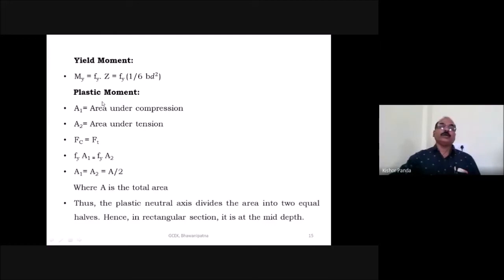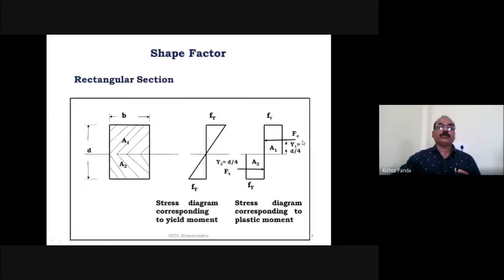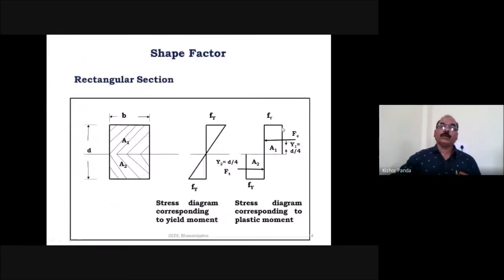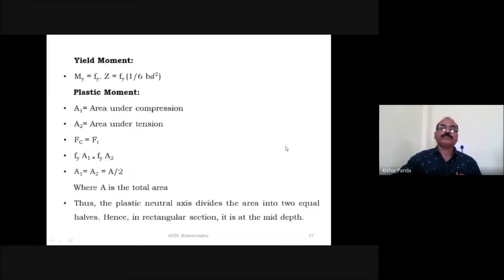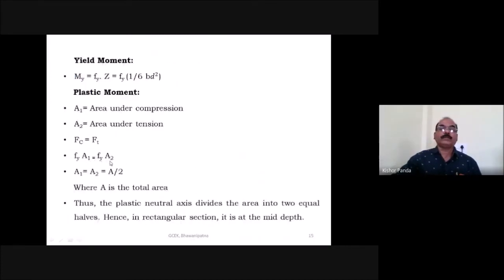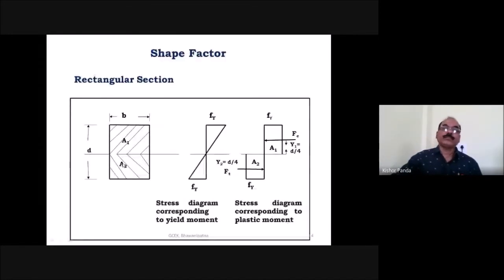But in the plastic moment, A1 is the area under compression, and A2 is the area under tension. And the compression force is equal to the tension force. The compression force is equal to Fy into A1, the yield stress into the area A1. Similarly, the yield stress into area A2 is equal to the tensile force Ft. So here you see A1 is equal to A2 is equal to A by 2.